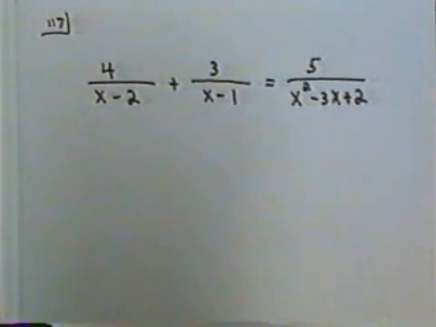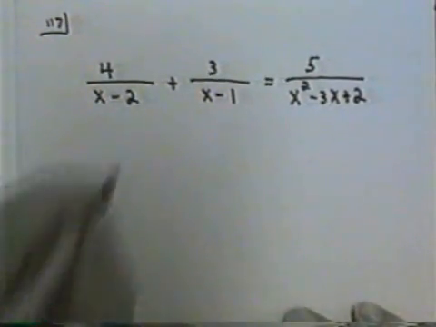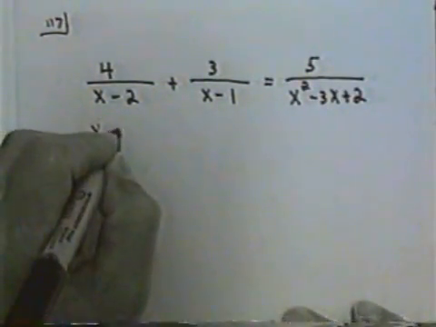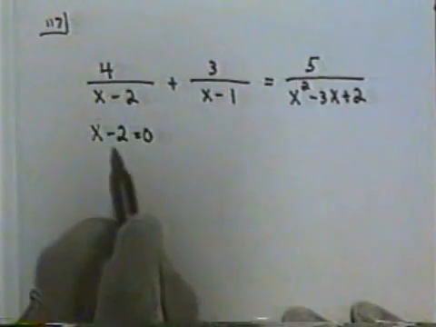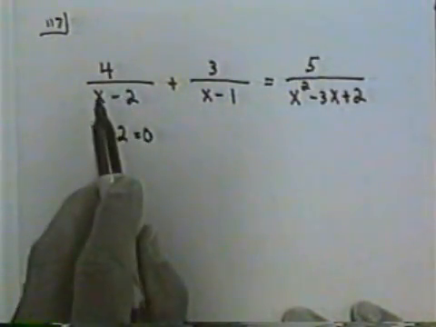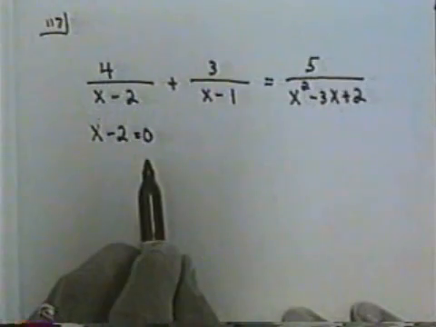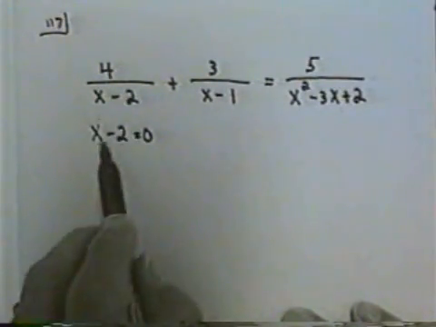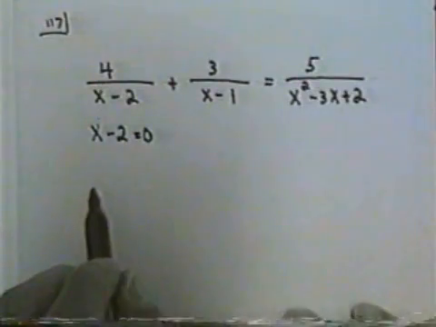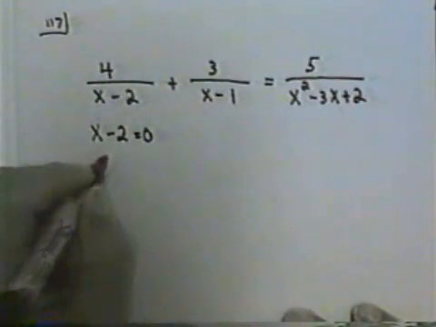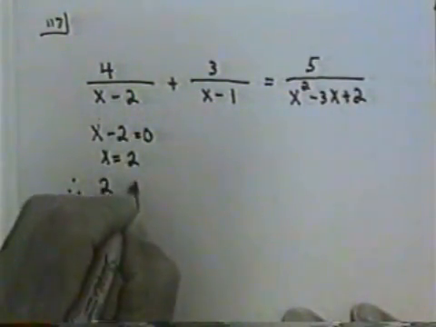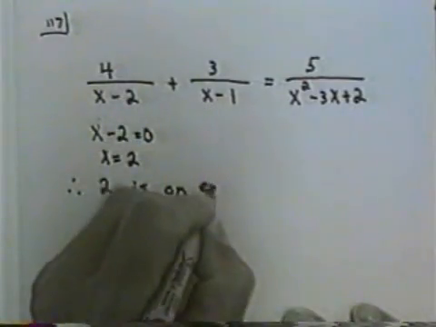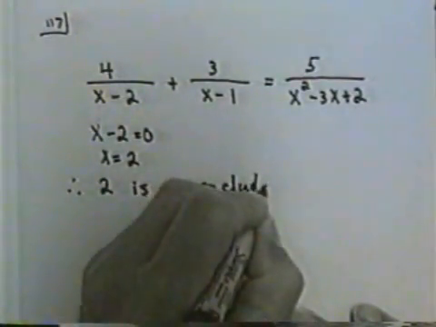Let's look at an example that's a little bit harder. In this case, I do have excluded values. x minus 2 equal to 0 will give an excluded value because division by 0 is undefined. So if x minus 2 is 0, I would have a division by 0 error. So x minus 2 equals 0 will give an excluded value. Well, if x minus 2 is equal to 0, that means x is 2. So therefore, 2 is an excluded value.